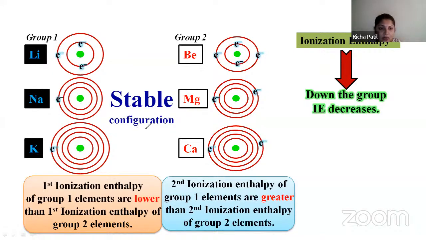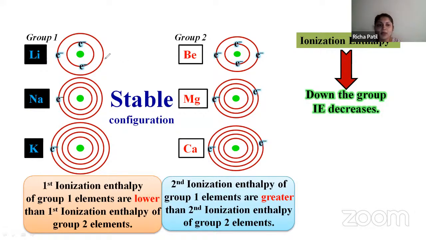But as you go down, the number of shells is more, so the effective nuclear charge will go on decreasing. So you can easily remove the last electron. As you go down the group, the ionization enthalpy goes on decreasing. The reason is there is a decrease in the effective nuclear charge. Then for group 2, the ionization enthalpy of alkaline earth metals is higher as compared to group 1.